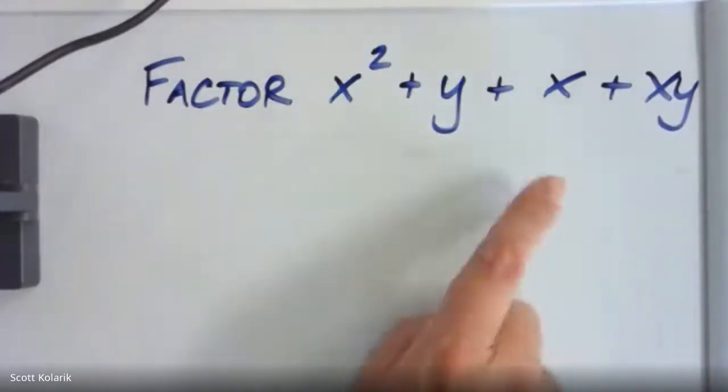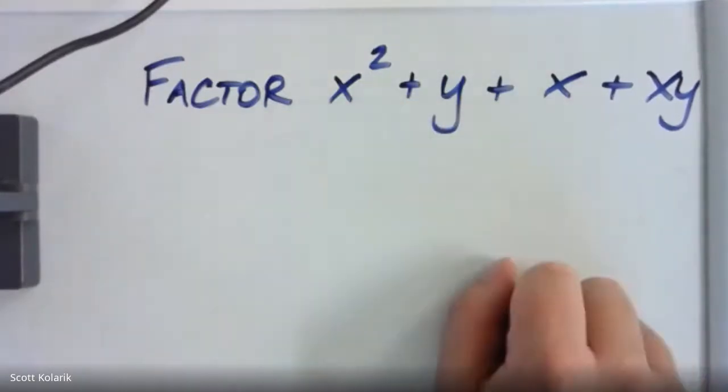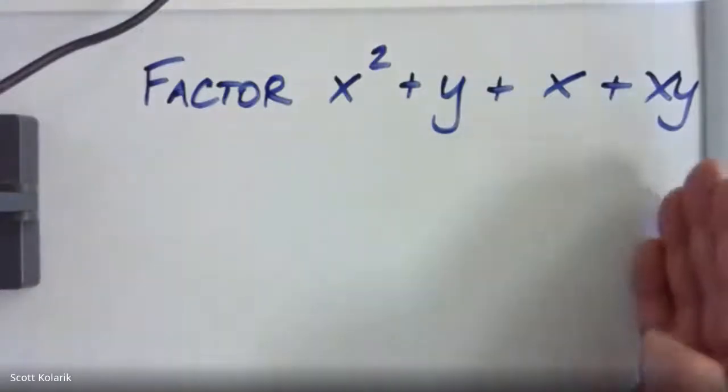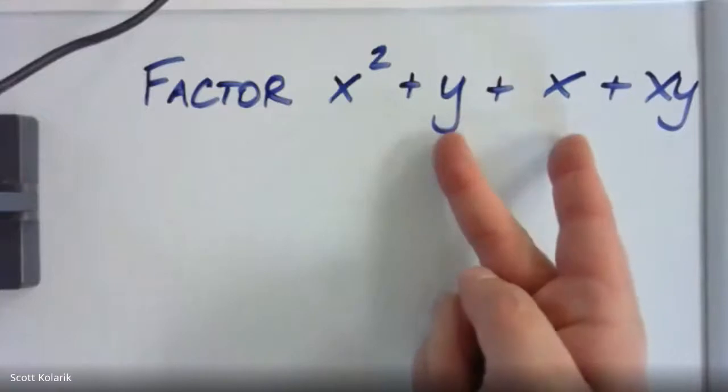I can move stuff to the end, the beginning, middle, it does not matter, as long as I keep the correct sign with each of those objects. It doesn't matter where I move them in the sentence. So here's what I'm going to do. I'm going to take these two objects and swap them.